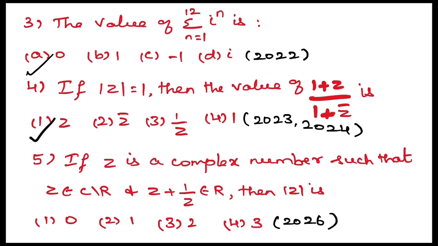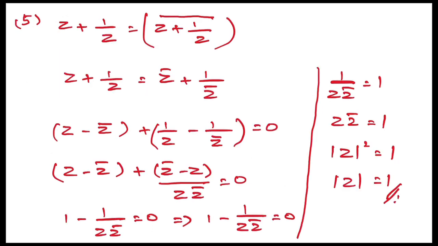The 2026 Lakshya question. Since z plus 1 by z is real, it must be equal to its conjugate. So taking the conjugate, we get z plus 1 by z is equal to z plus 1 by z the whole bar, which gives z plus 1 by z is equal to z bar plus 1 by z bar. So you take everything to the left hand side, we get z minus z bar plus 1 by z minus 1 by z bar is equal to 0, which gives z minus z bar plus, take LCM, z bar minus z by z z bar is equal to 0.